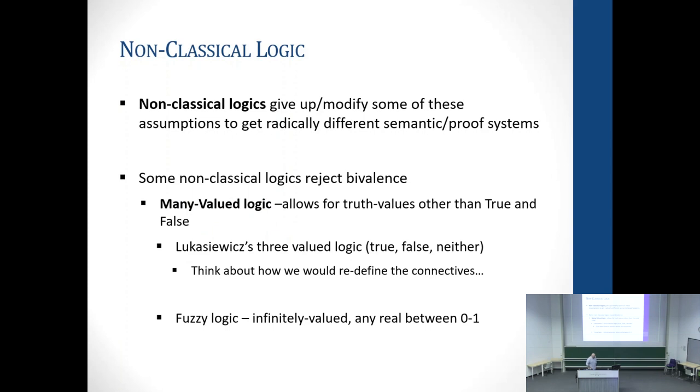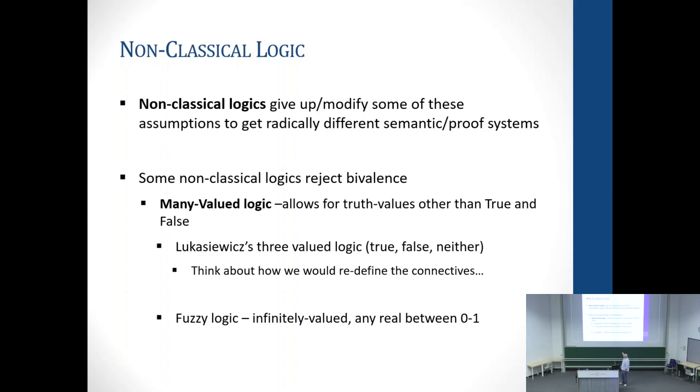The last kind of assumption you can reject is, again, this notion of bivalence, that there's only two truth values. And here you just have a family of what's often called many-valued logics, shockingly. Many-valued logics allow for more or fewer truth values. Probably the most famous one is Kleene's three-valued logic, where you have true, false, and neither.